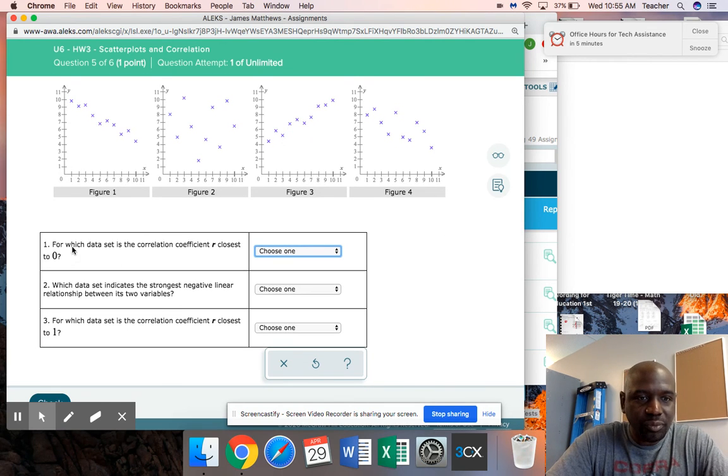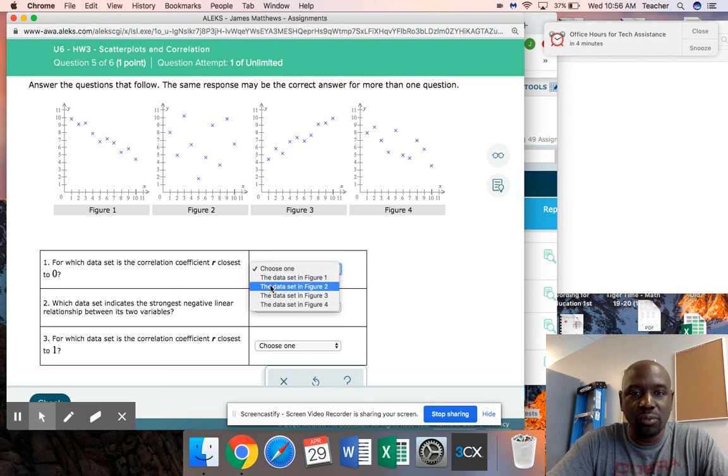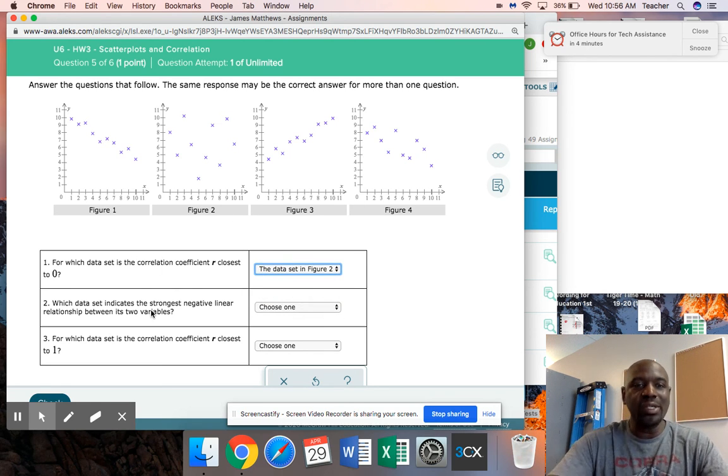Number 1, for which data set is the correlation coefficient R closest to 0? Closest to 0 means furthest away from a line. That would be this one, figure 2. Number 2, which data set indicates the strongest negative linear relationship between its two variables? The strongest negative linear relationship. Well, that's negative, that's negative. The one that's strongest is the one that looks closer to a regular line. I would say in this case, figure 1.